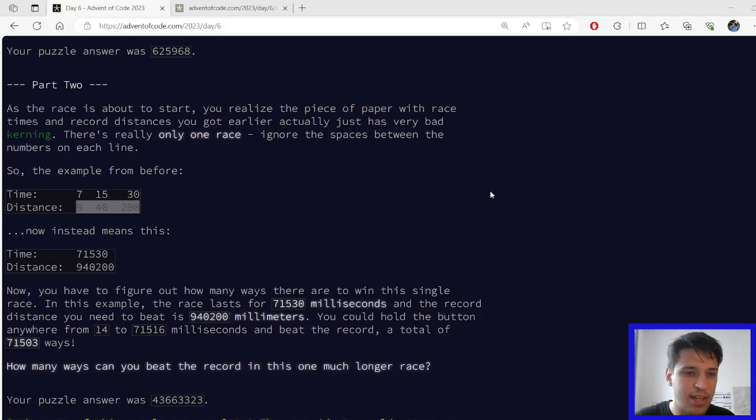For part 2, it turns out for part 1 we read the input the wrong way. So we thought it was 3 different races, but in reality we're supposed to ignore all the white spaces and just read it as one single number. So what the input actually means is there's one single race with this time that will last for this many milliseconds, and the record distance so far is given by the second line.